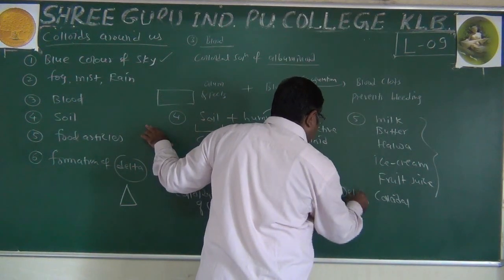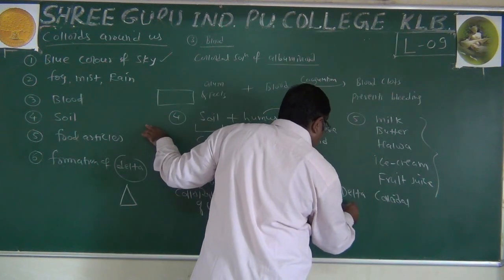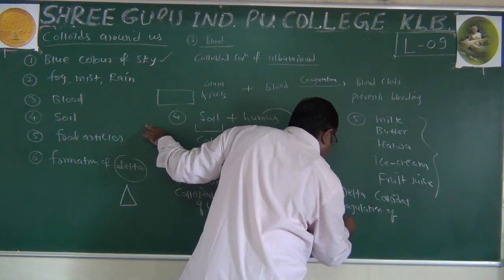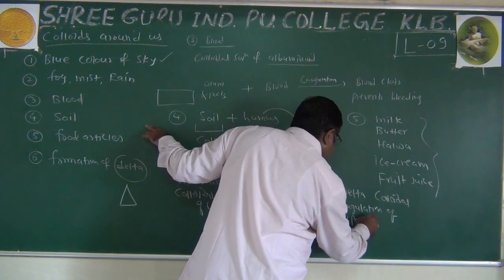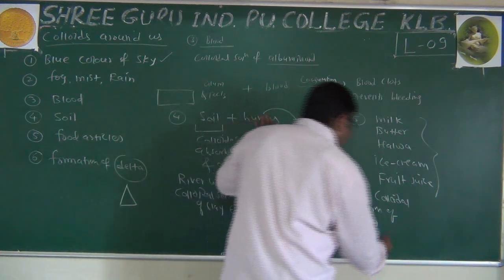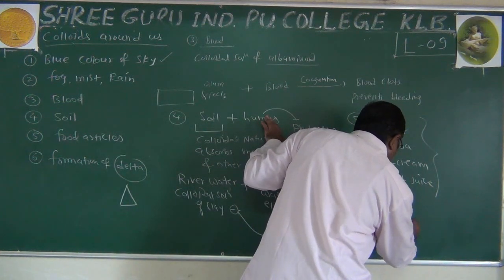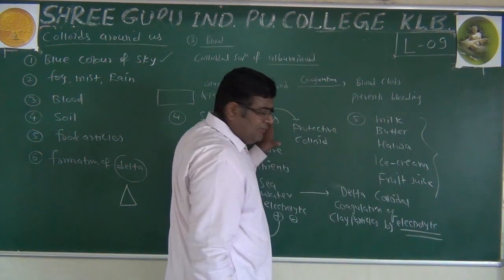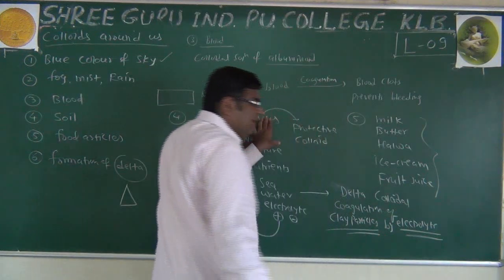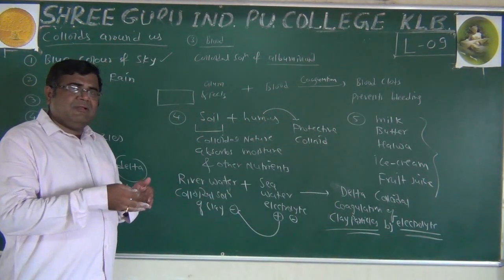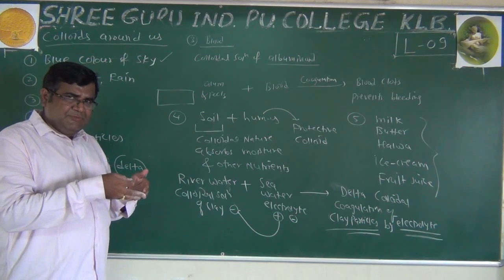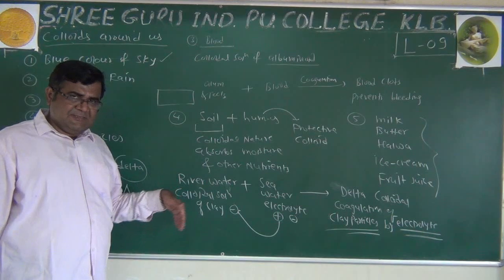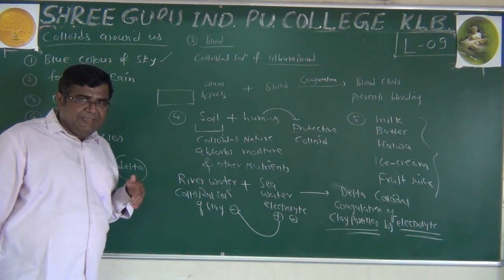the delta is formed by coagulation of clay particles by electrolyte. Electrolytes are brought by sea water and clay particles are brought by river water. And whenever that river meets sea, there is deposition of these clay particles. That is called the delta.